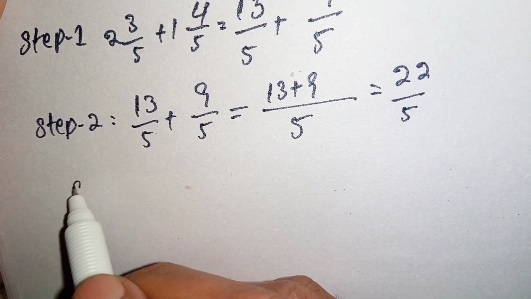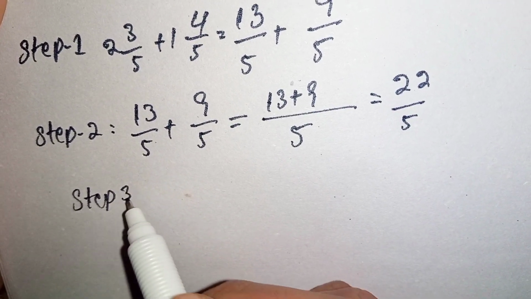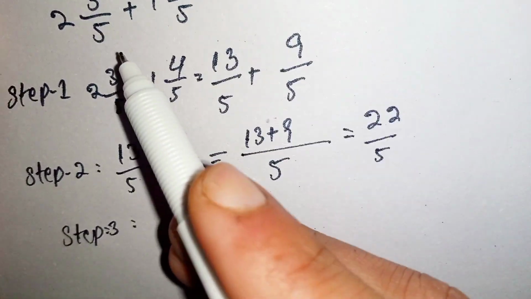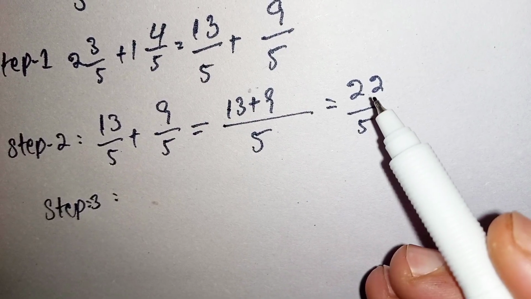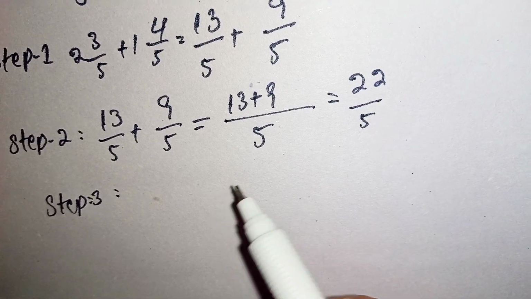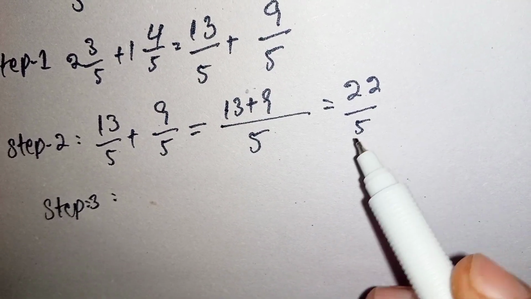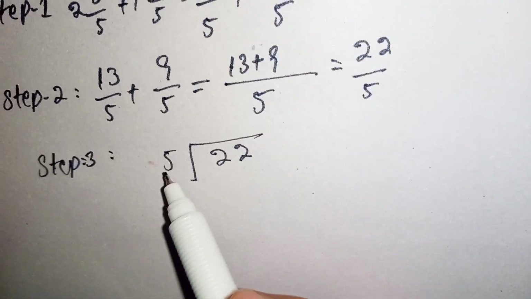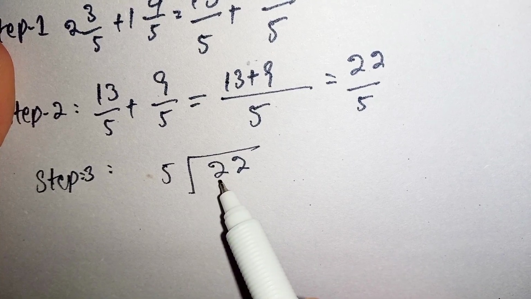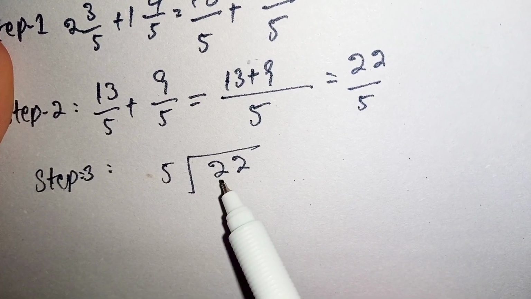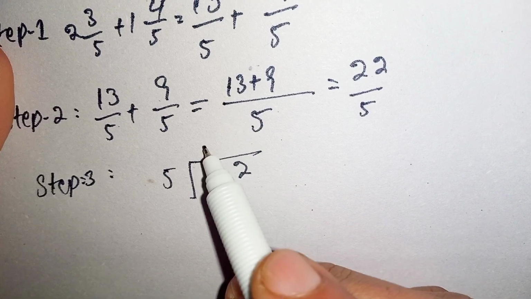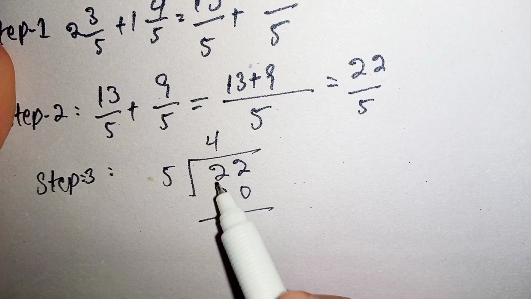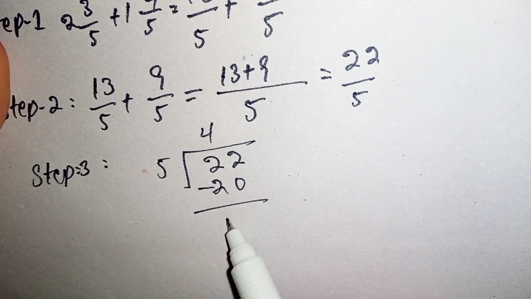Now we will take step 3. Here we will convert this improper fraction again into a mixed number. So we will convert 22 over 5 into a mixed number. To convert 22 over 5 into a mixed number, we will divide 22 by 5. So we will multiply 5 with a number whose product is equal to 22 or less than 22. So 5 times 4 is 20, and subtract 20 from 22. So the remainder is 2.